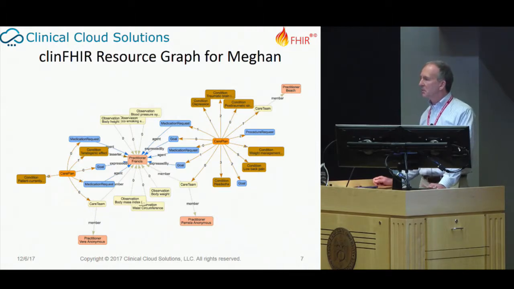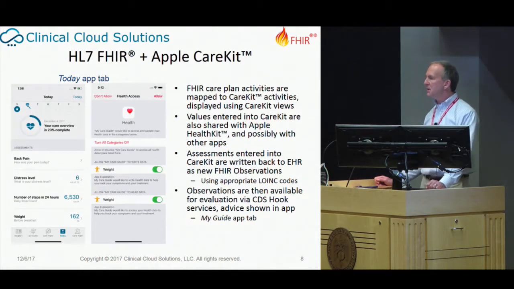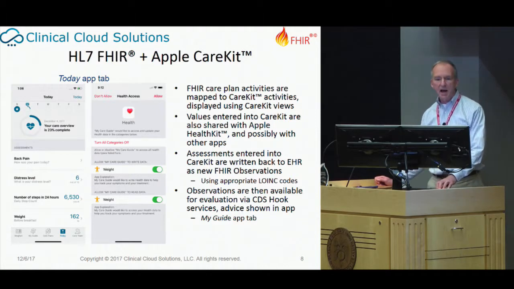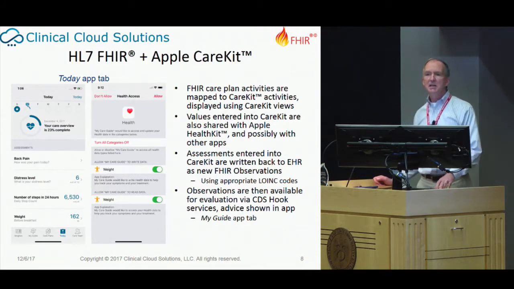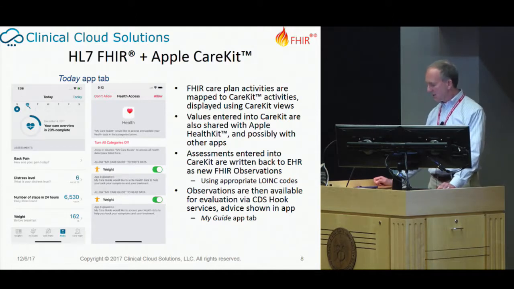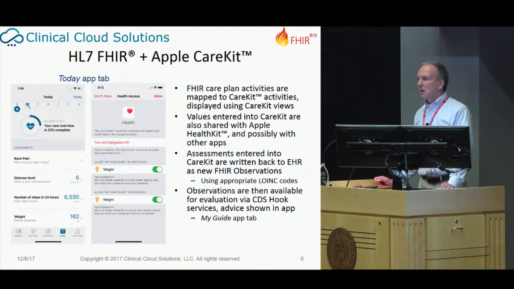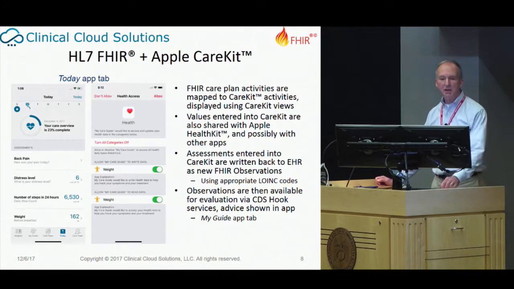Also FHIR, some of you are familiar. Just to show you an example, I've created sample data for this, which are all available on a GitHub site for Meghan. So for any of you interested in really understanding, the care plan resource is the representation of data that is being accessed and used by this app. When Meghan clicks on the Today tab, this is where it takes all of the planned activities from the care plan resource and maps them into the Apple CareKit framework, which has its own data structures, and displays them in a view which is provided by Apple's open source CareKit.